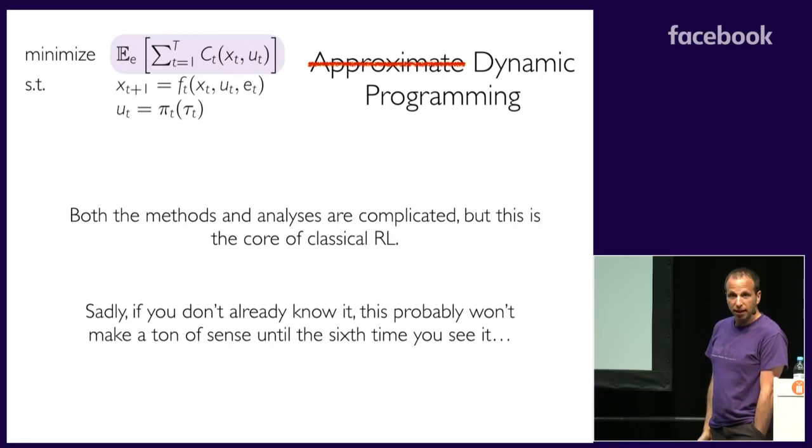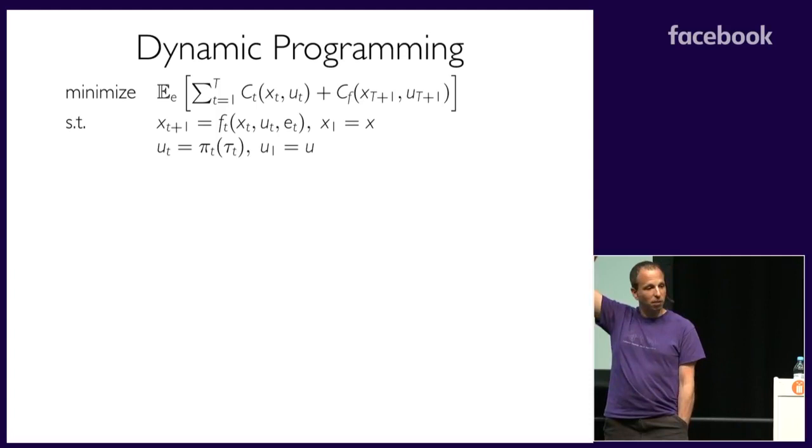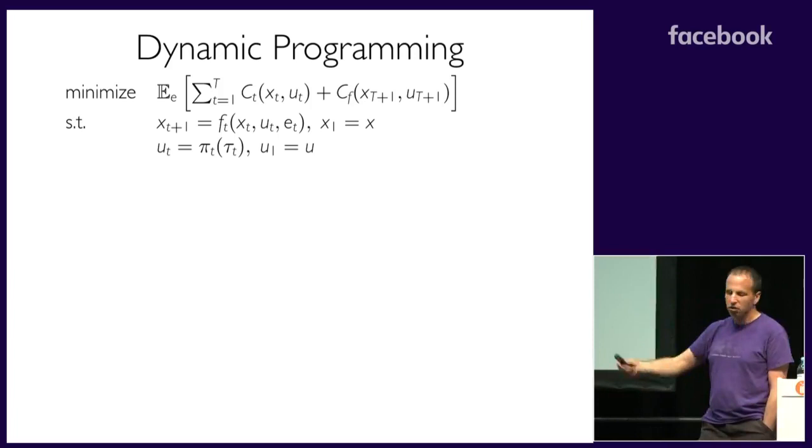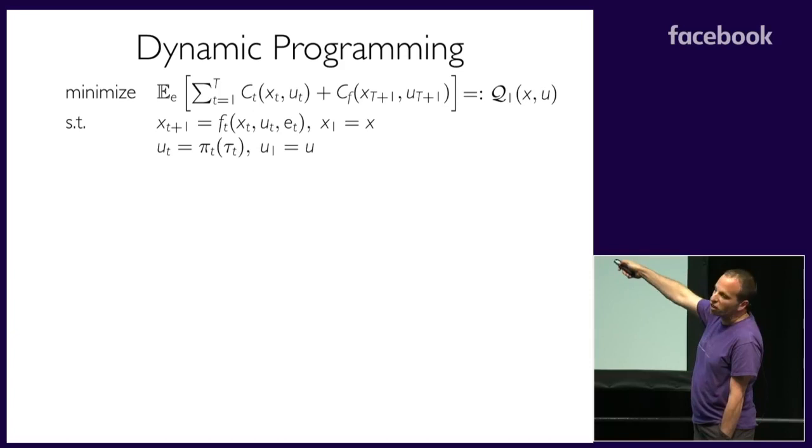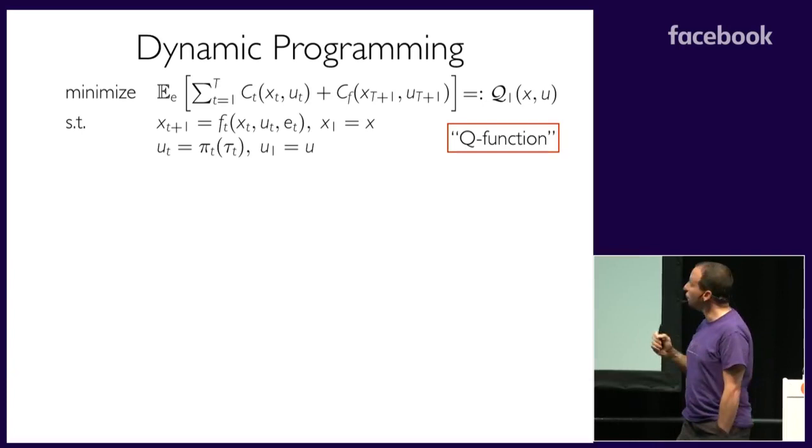So let's rewrite our optimal control problem. Again, assume everything is known now. Eventually the machine learning will come in, in a second. If we knew everything, we could define this value here to be called the Q function. I'm calling it Q1 because it's from 1 to the final. It basically says that if you start at state x and your initial action is u, what's the minimal achievable optimization value from those two initial conditions? And this is called a Q function or a value action function.